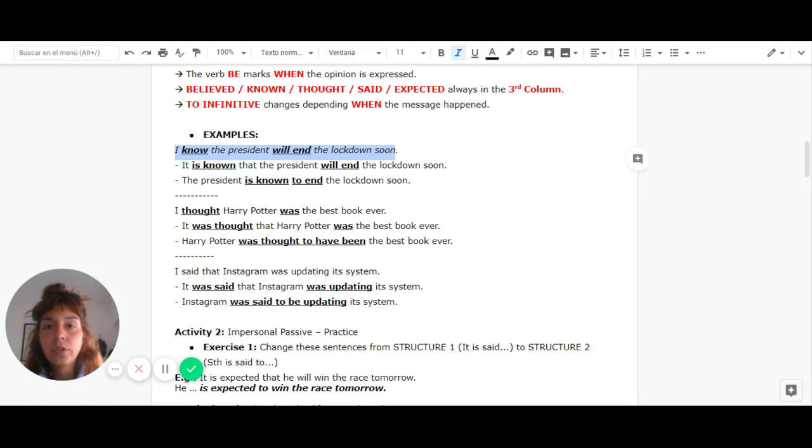Estructura de la passive voice, del impersonal passive número 1. It is known ahora, ¿por qué? Porque acá el verbo está en presente, that the president will end the lockdown soon. Good. Structure number 2. The president, de lo primero que ponemos es de lo que vamos a hablar, is known ahora, porque el verbo está en presente, y como el segundo verbo está en futuro, to infinitive, to end the lockdown soon.